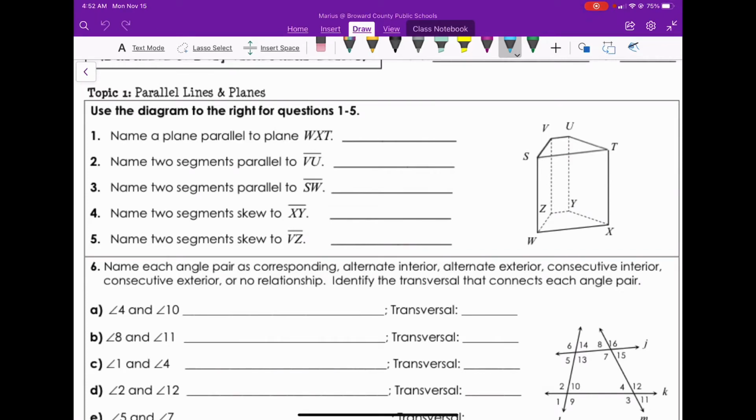Today, for this video, we're going to discuss parallel lines and planes, and we're only going to talk about questions 1 through 5. So let's go ahead and jump on in. Number 1 says, name a plane parallel to plane WXT.